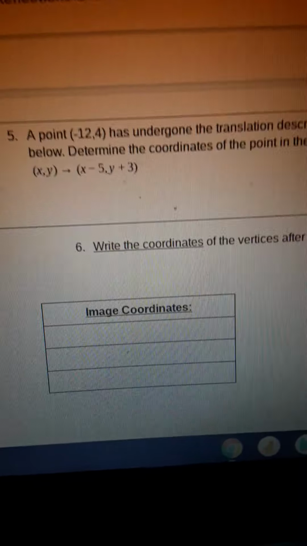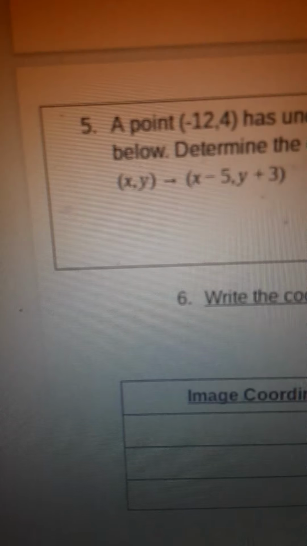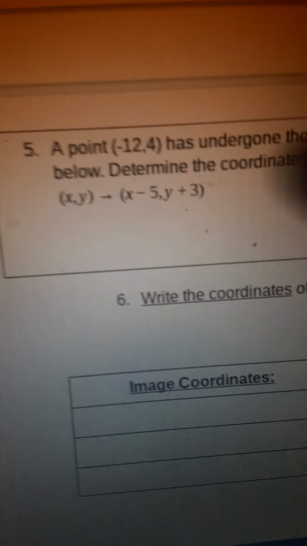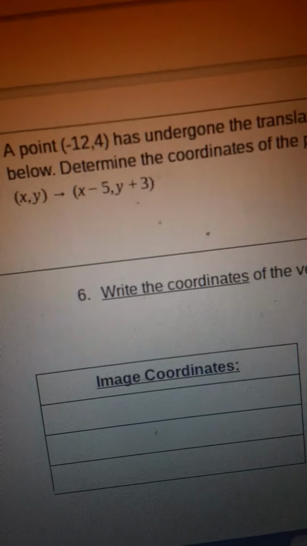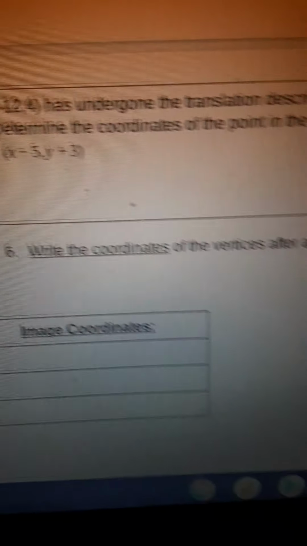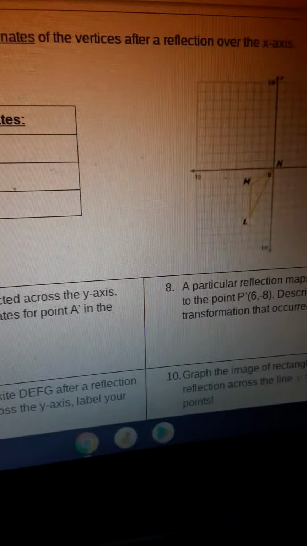Number 5, a point, -12, 4 has undergone a translation. Determine the coordinates of the point in the image. So it's just asking to use that rule and apply it to that coordinate and figure out what A prime is. So x minus 5, you would do -12 minus 5, which is -17. And y plus 3, since it's plus, you'll do 4 plus 3 is 7, so -17, comma 7 is A prime. So it's 5. Number 6 is just asking to write the coordinates after a reflection over the x-axis.